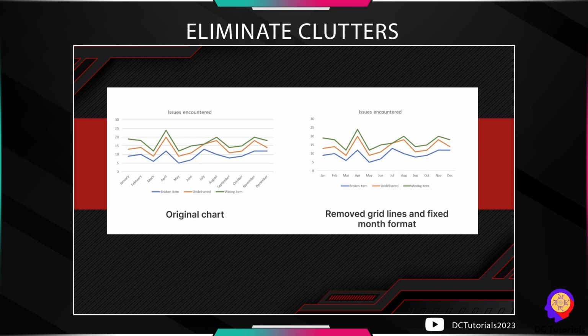Let us look at this example. From the original chart, the grid lines were removed and the month was shortened to 3 characters and straightened horizontally to make it more readable. Actually, these 2 steps alone made the chart a lot clutter-free. It is usual to remove grid lines, especially if they did not guide us to the important axis.